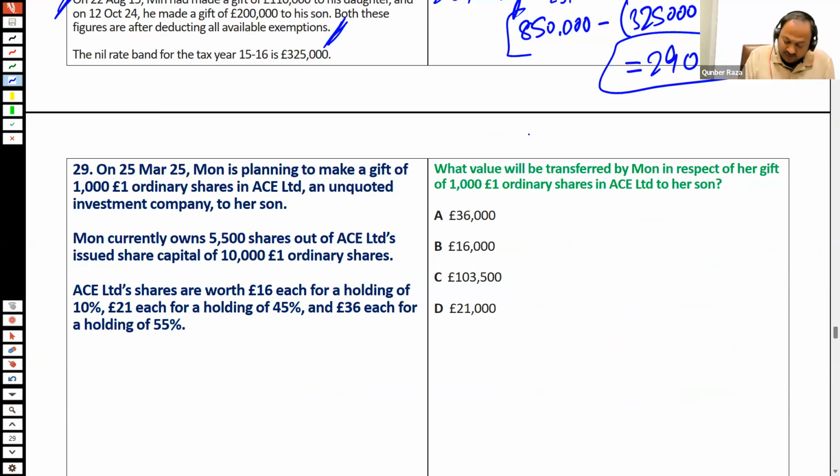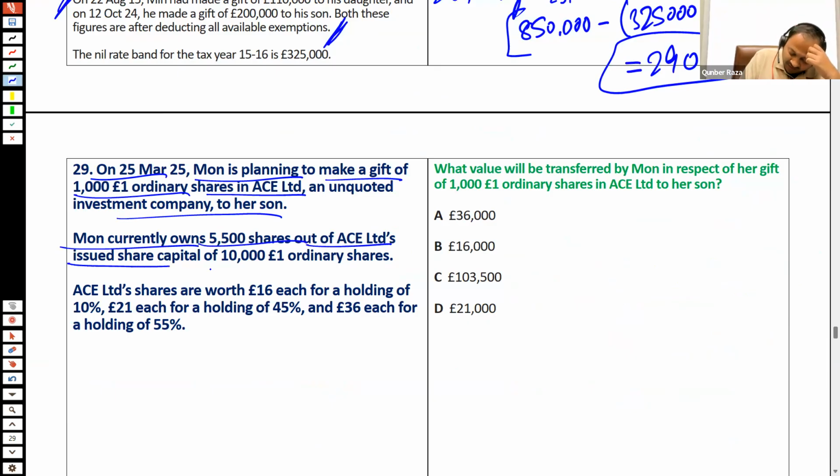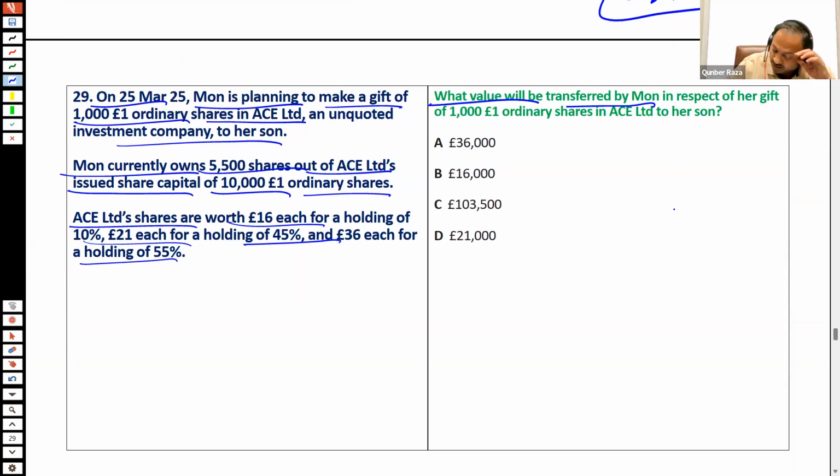Next, 29. On 25th March 25, Moon is planning to make a gift of 1,000 shares in ACE Limited, an unquoted investment company, to her son. Moon currently owns 5,500 shares of ACE Limited, issued share capital of 10,000 one pound ordinary shares. So basically, the requirement is what value will be transferred by Moon in respect of a gift of 1,000 ordinary shares in ACE Limited to her son.